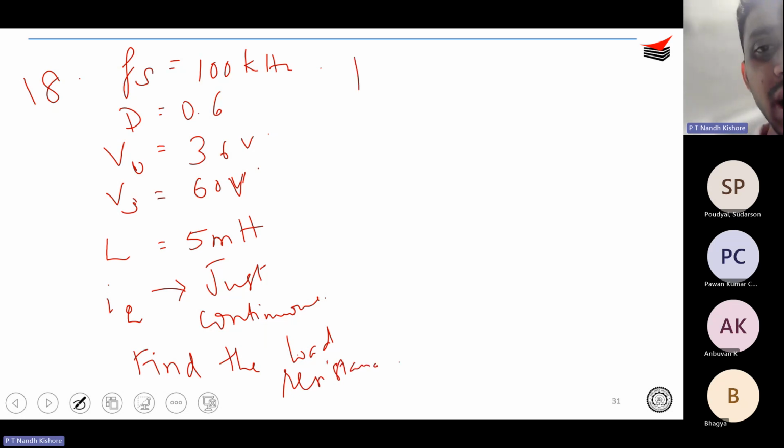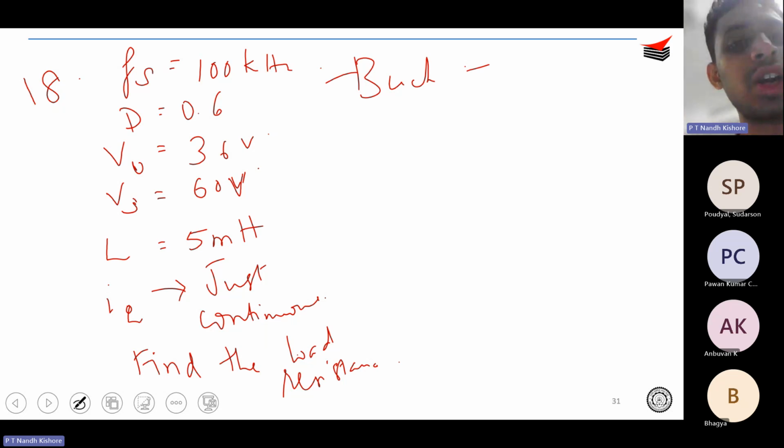So we have a buck converter which is operating at a switching frequency of 100 kilohertz, duty of 0.6 or 60%, V naught is 36 volt, Vs is 60 volt, L is 5 millihenries. It is given that the inductor current is just continuous. Find the load resistance.